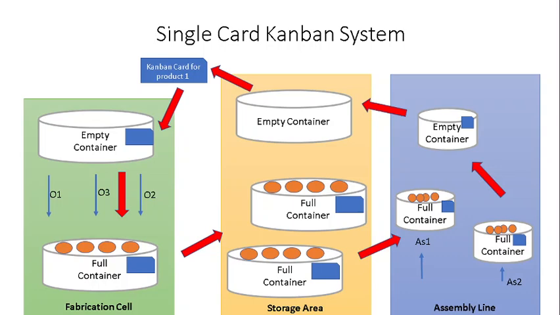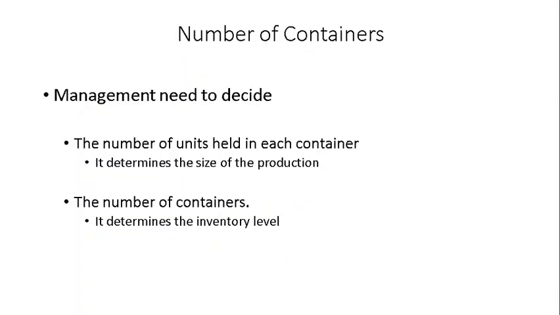One important decision that management has to take here is what is the number of containers that optimizes the process, and of course, what is the number of units that each container might hold. Those two decisions determine the size of production and the inventory level. The more containers, as you can understand, the more inventory we need to keep, and of course, the more units in every container, the larger the size of the production per unit.